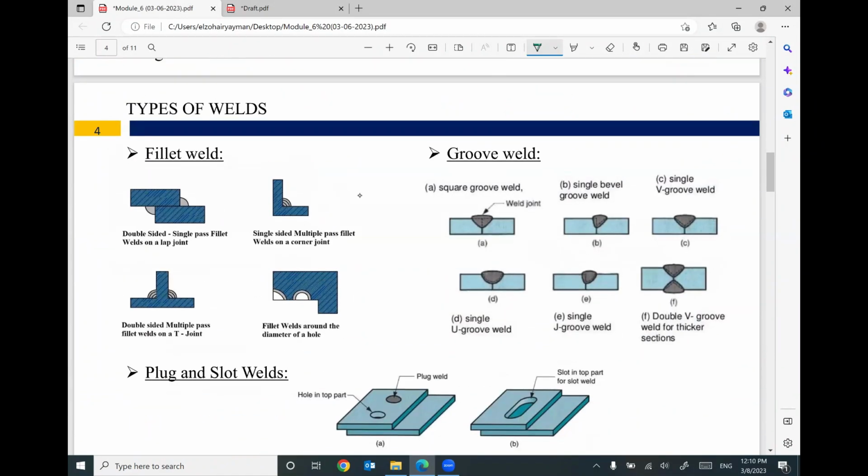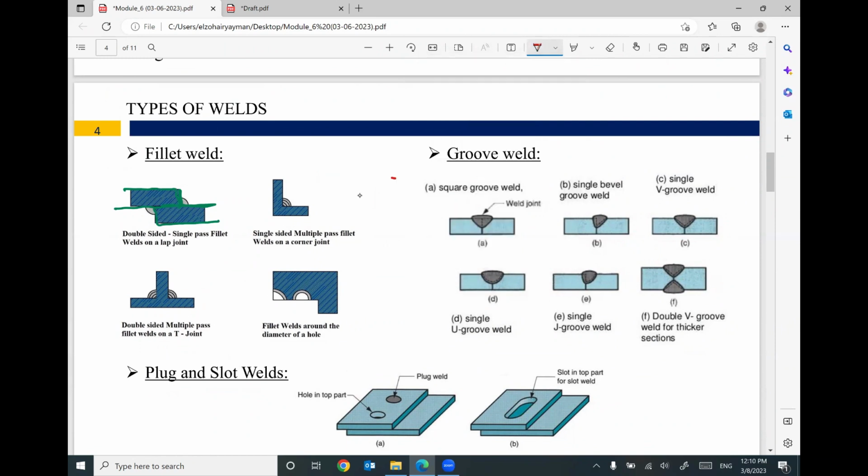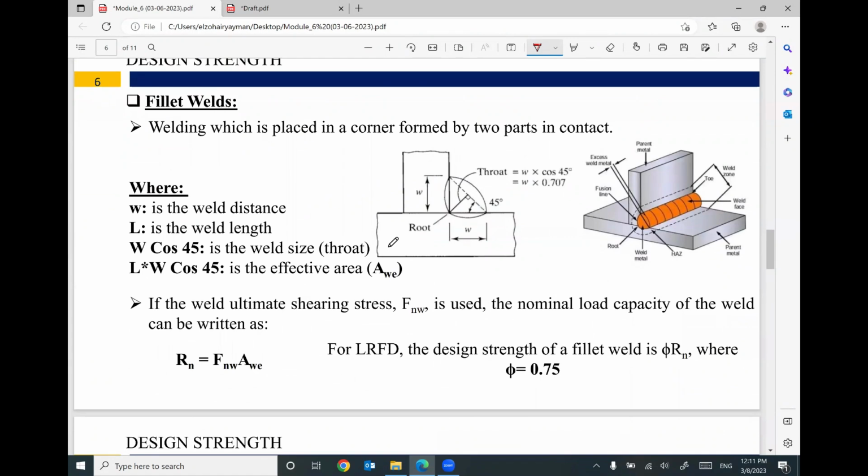Fillet weld, you have a right angle between the two surfaces. So assume we have this plate and we have this plate. We have a right angle in between this surface and this surface. I will fill this right angle with welding, and this welding extends parallel to the two surfaces.